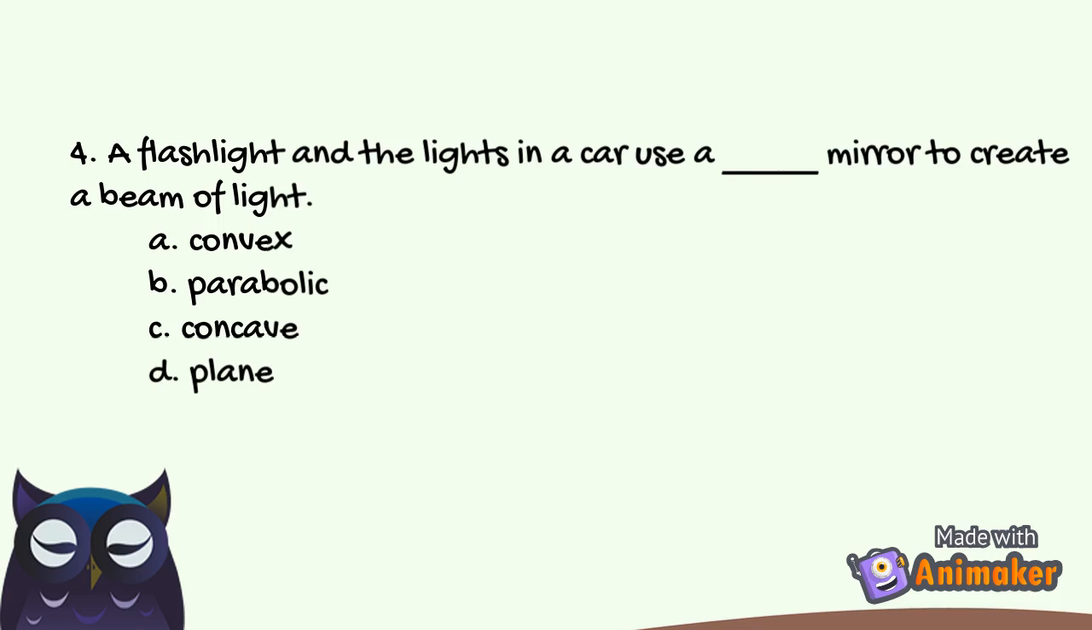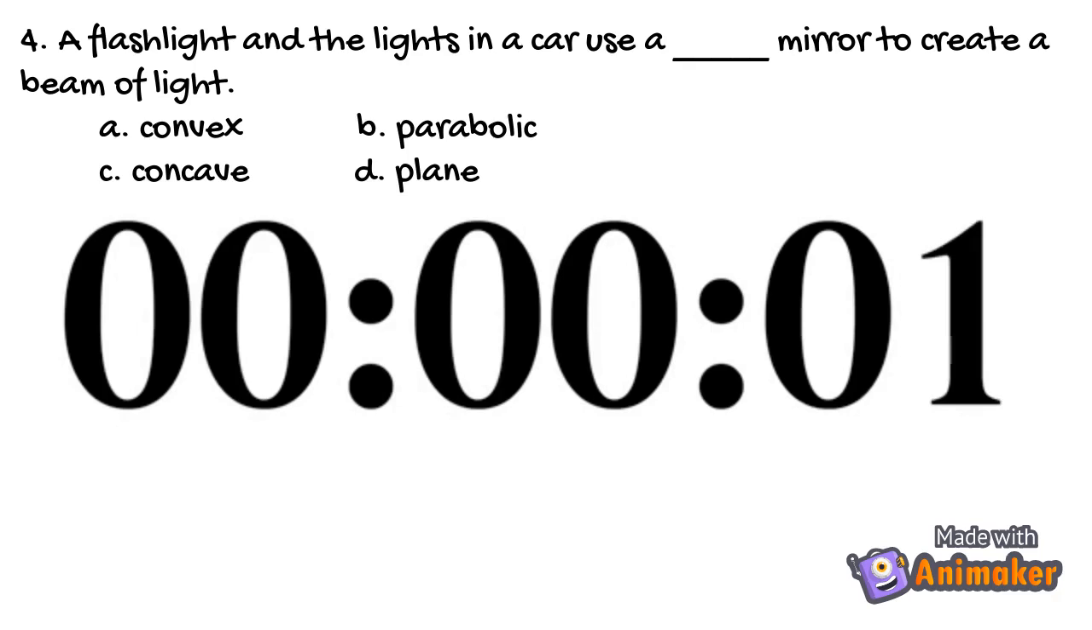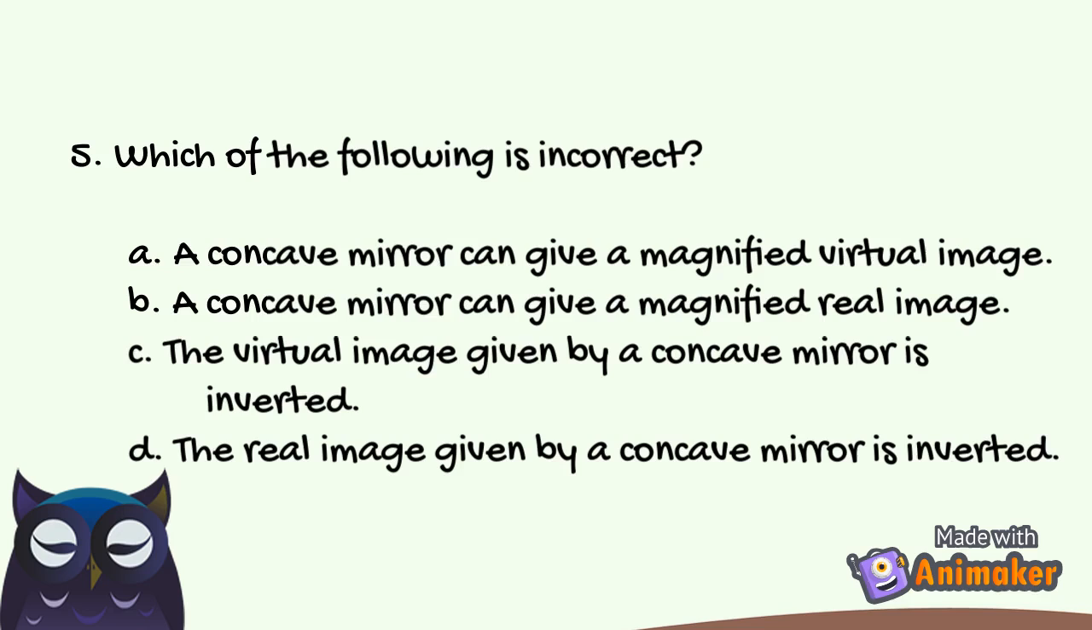Number 4. A flashlight and the lights in a car use a blank mirror to create the beam of light. A. Convex, B. Parabolic, C. Concave, D. Plane. Number 5. Which of the following is incorrect? A. A concave mirror can give a magnified virtual image. B. A concave mirror can give a magnified real image. C. A virtual image given by a concave mirror is inverted. D. The real image given by a concave mirror is inverted.